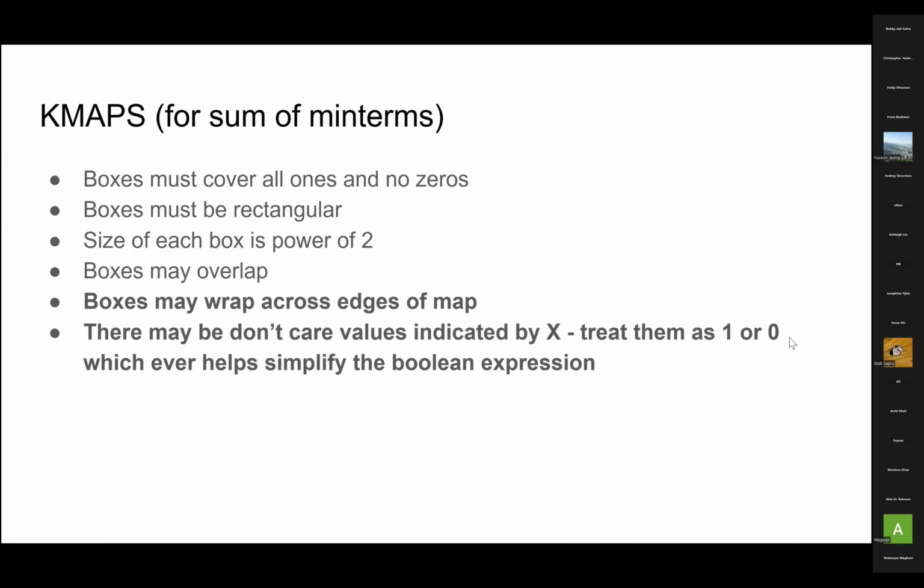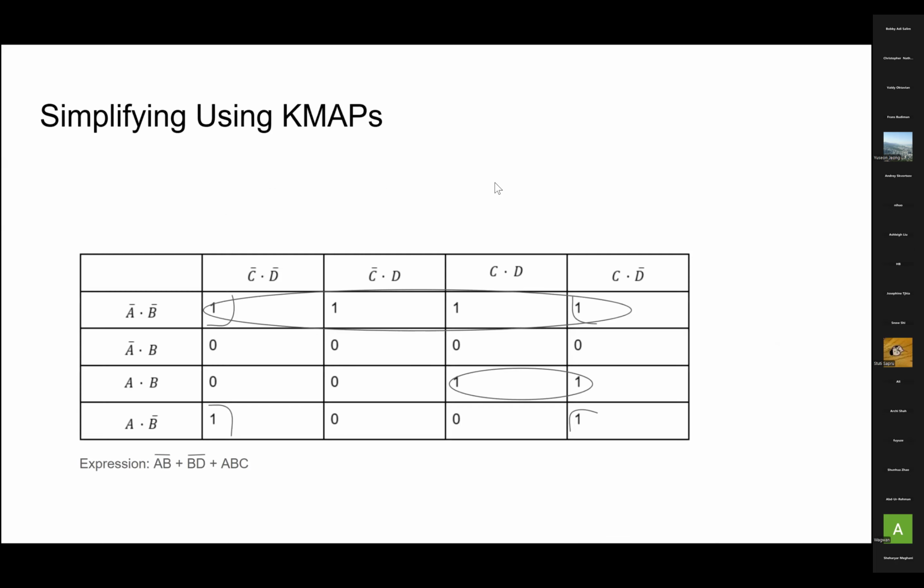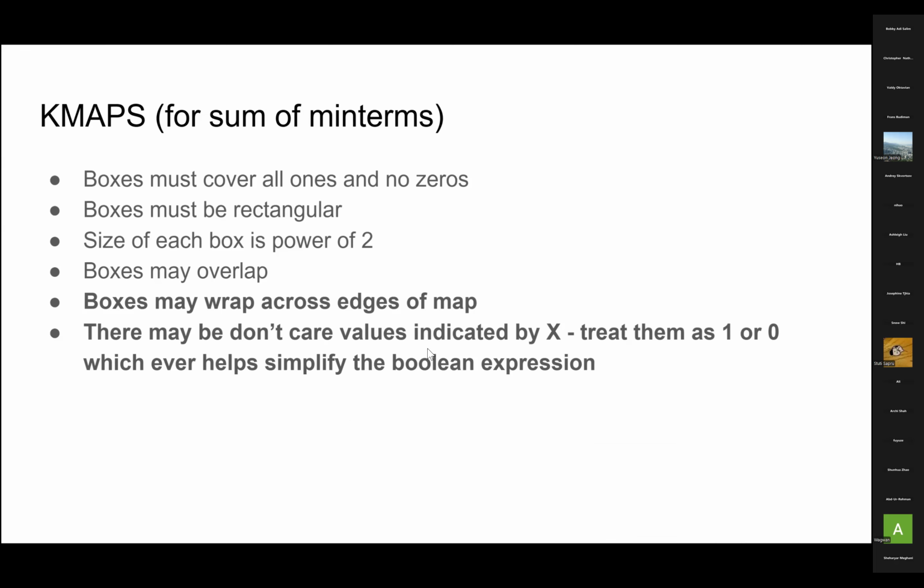So the rules for K-maps is, first of all, you just need to make it into a K-map, where you convert the table of columns and rows into a table like this, the K-map table. And then afterwards, there are a few things that you need to consider when you're trying to do the groupings: the boxes must cover all ones and non-zeros, because I'm doing the sum of minterms one.